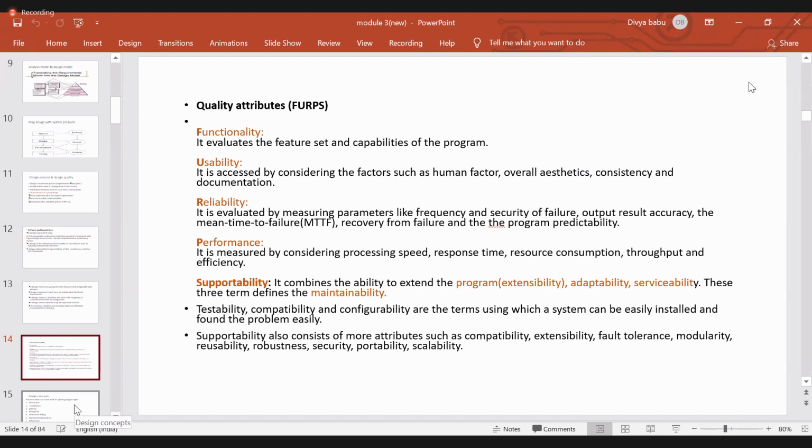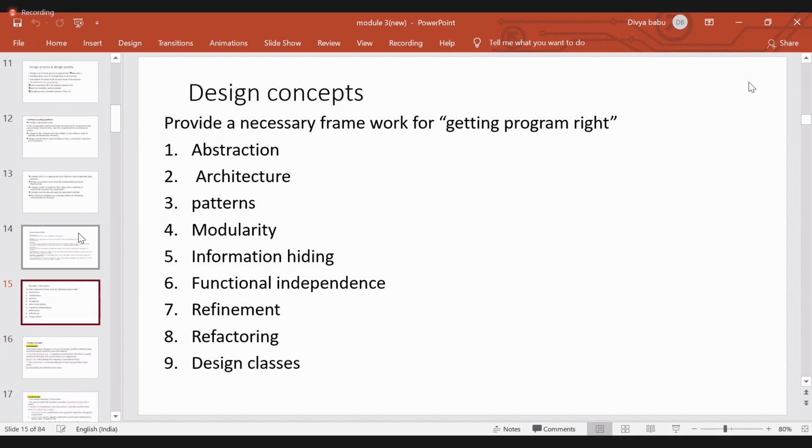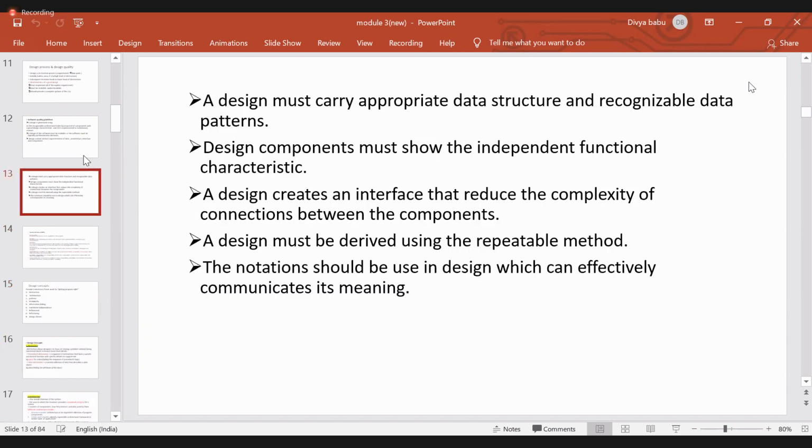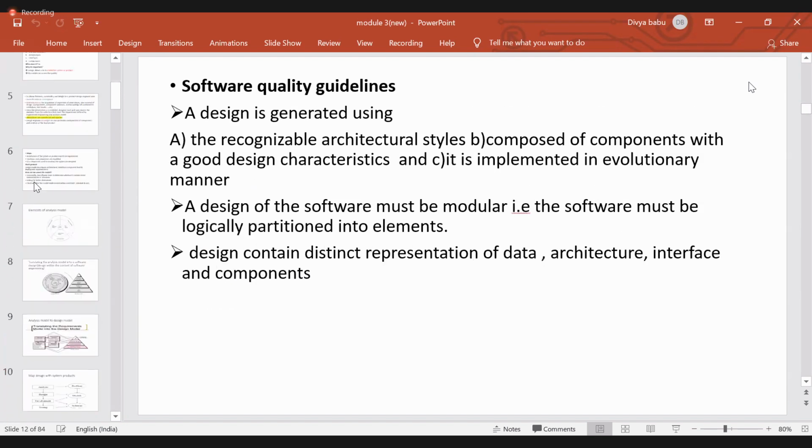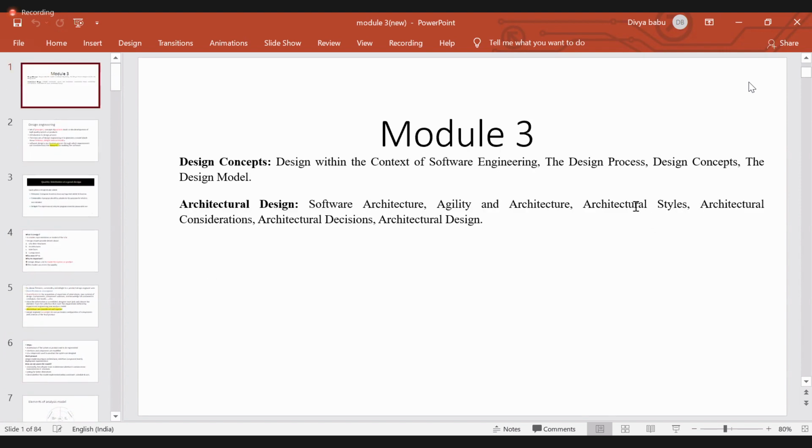So any doubts from today's topic? Tomorrow I will discuss the design concepts. Any doubts?